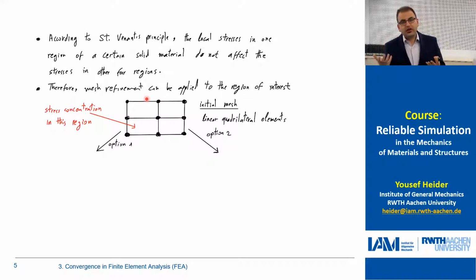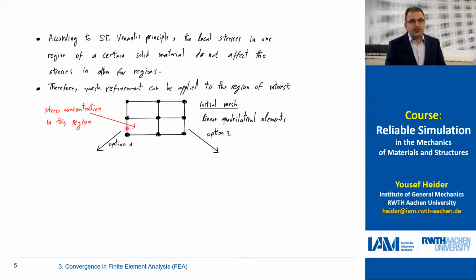There are several ways to do the mesh refinement. This could also be automated mesh refinement. We call it mesh adaptivity, but you can also apply it by hand. So you make the refinement before you start the computation, if from your experience you know where exactly, or approximately, the stress concentration will be. There are two options.